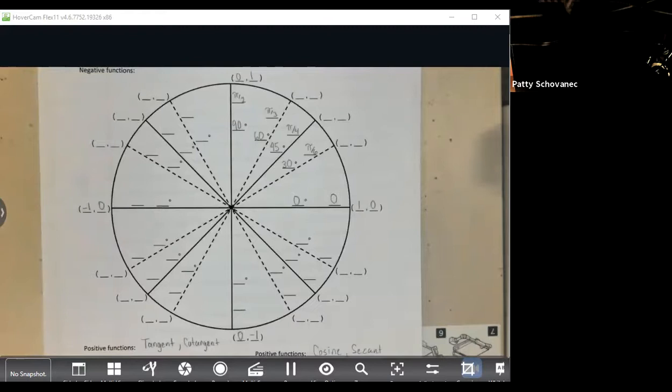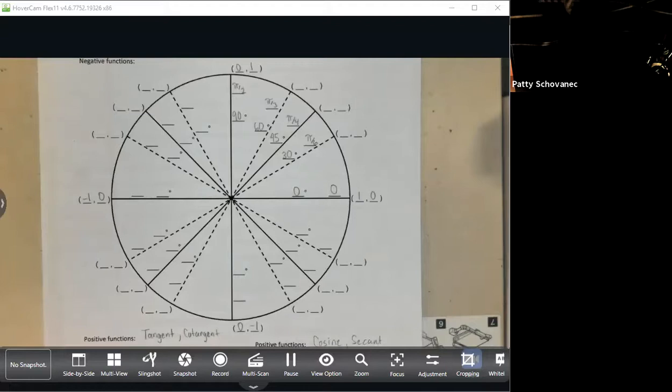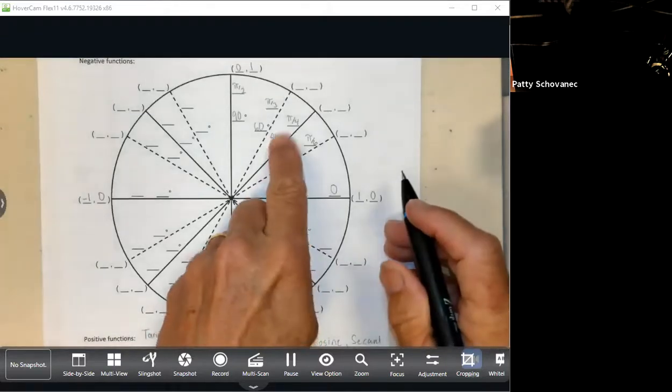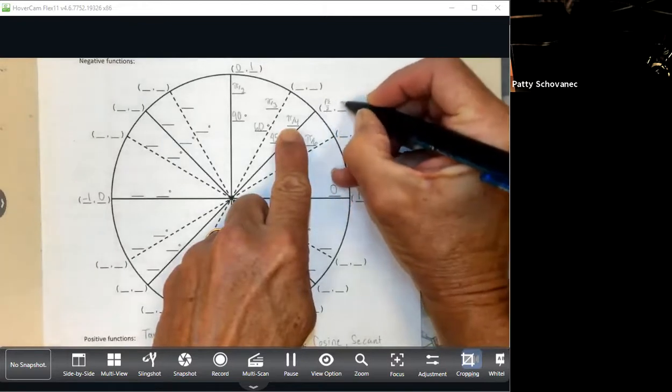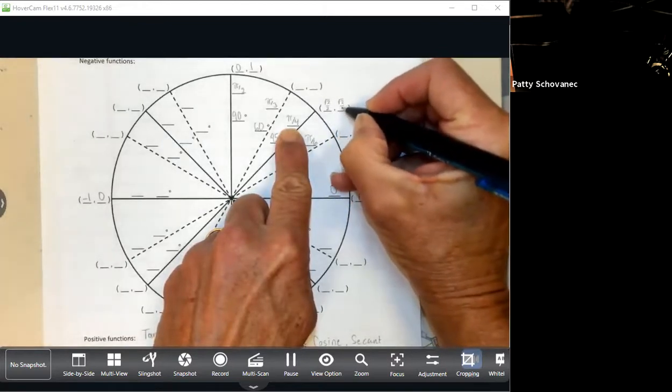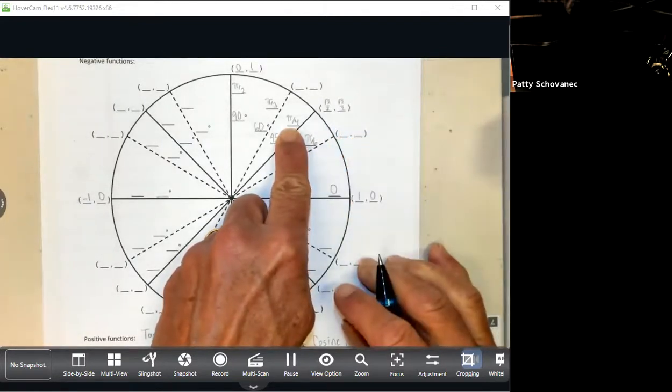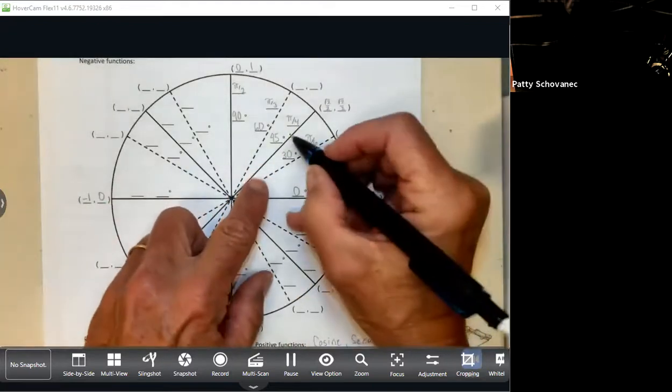Now let's go to the 45-degree angles, because at the 45-degree angle, y is the same as x. And what are they? Both of them are square root of 2. So at the 45-degree angle, or pi over 4, all of the x's are square root of 2 over 2, and all of the y's are square root of 2 over 2.